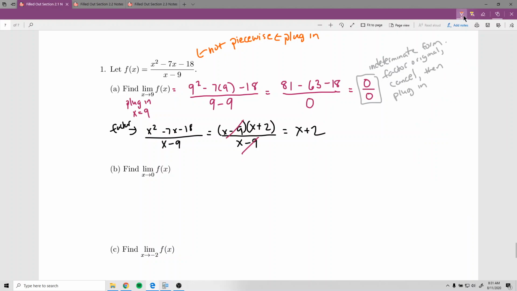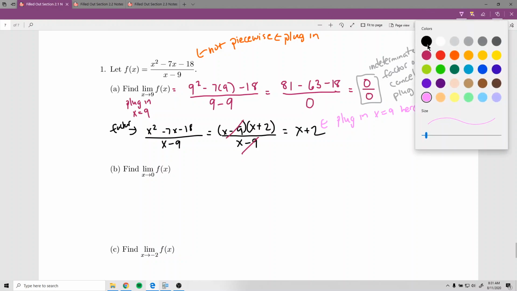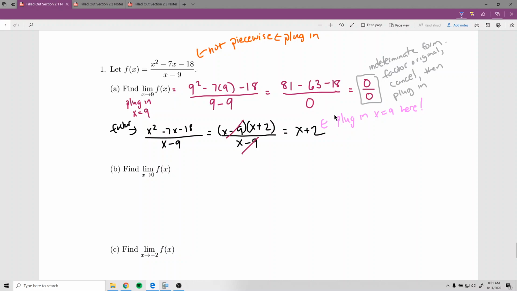So now we can do the limit again. We don't have a fraction this time, so we know it won't be 0 over 0. And we plug in our x equals 9 here. Right, now to be formal about this, what you would do is say you want to do the limit as x goes to 9 of x plus 2. Then plug in the 9, so we get 9 plus 2, which is 11. And that'll be our answer.